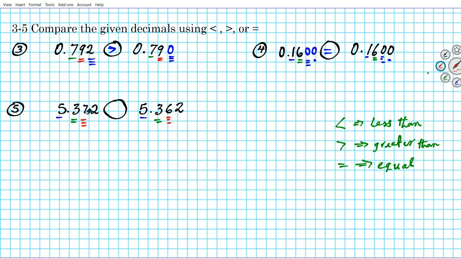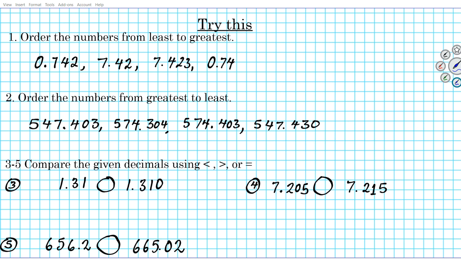So the 7 is greater than the 6. All right, so in the 100th place, since this has a greater digit than the other one, it's going to be a greater. So the one on the left is greater. So the alligator eats the greater meal. So 5.372 is greater than 5.362. Okay?